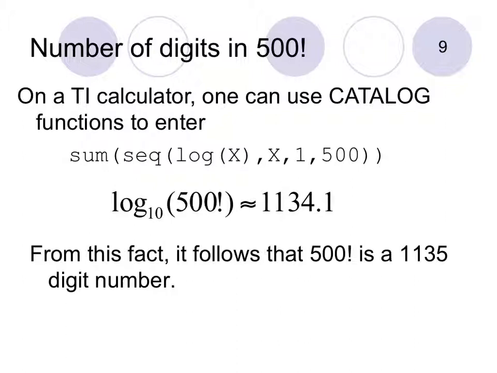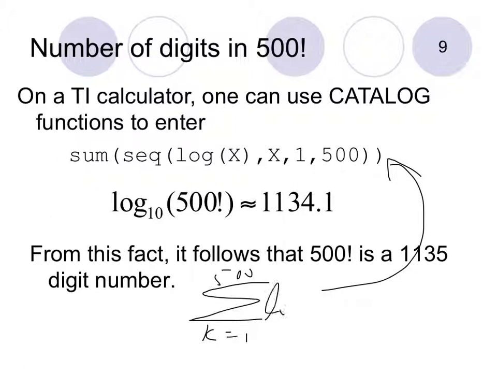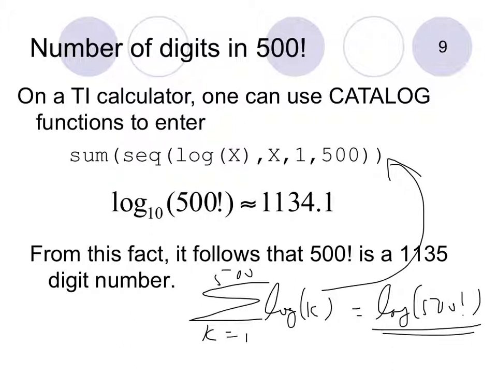So what's really being calculated here is the sum, k goes from 1 to 500, of the log of k. And that's equal to the log of 500 factorial. So this calculation is too difficult because the input's too big. This calculation is no problem at all. It's just doing 500 separate calculations and adding them up.